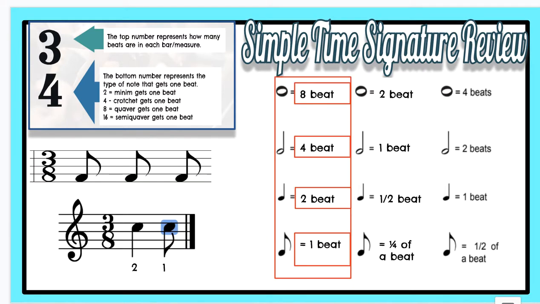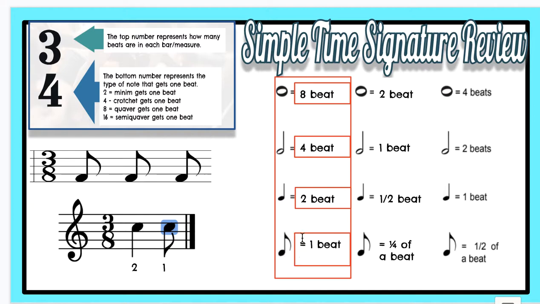Let's take a look at one more simple time signature, 3/8. The top number, again referring to this chart, tells us that each measure should have 3 beats. The bottom number this time is an 8. So let's refer to our chart. An 8 equals a quaver that gets 1 beat. Where is our quaver? Here it is.